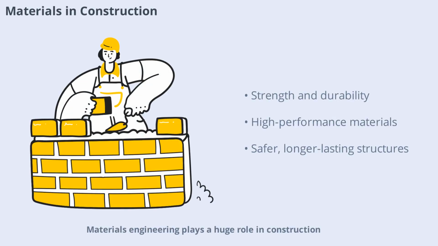Materials engineering plays a huge role in construction. Engineers select materials that provide strength, durability, and safety for buildings, bridges, and roads. Innovations like high-performance concrete and advanced steel alloys have revolutionized the construction industry, making structures safer and longer-lasting.